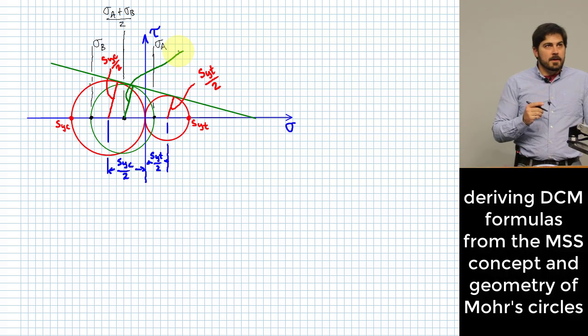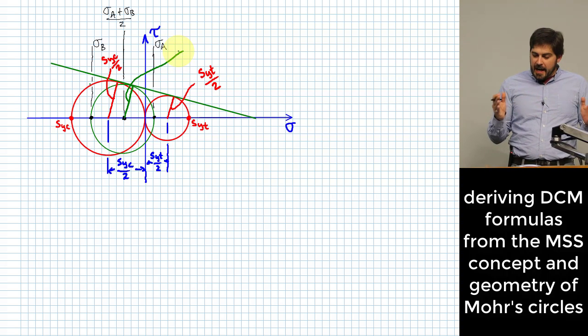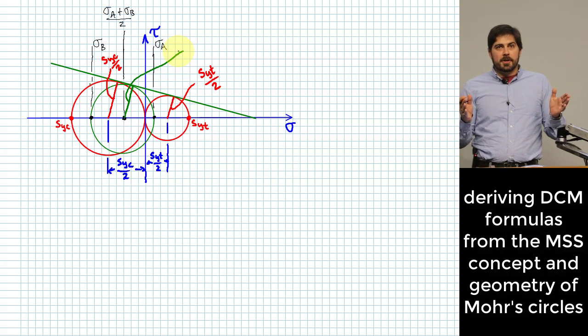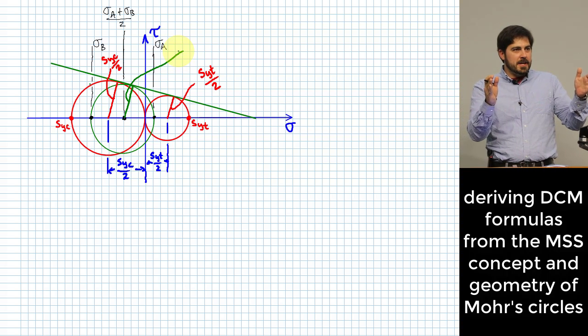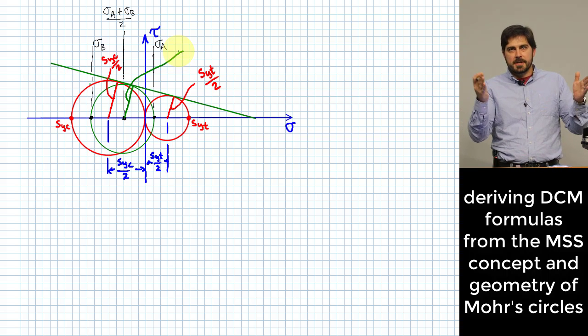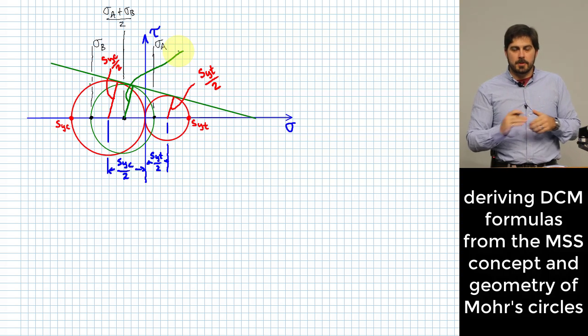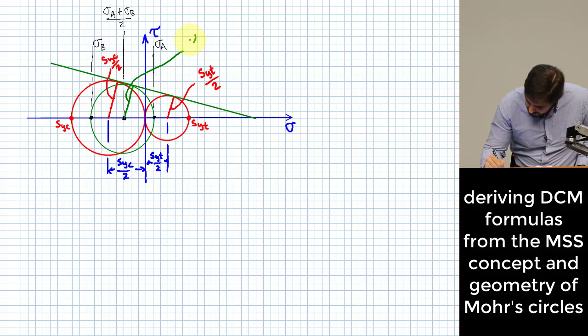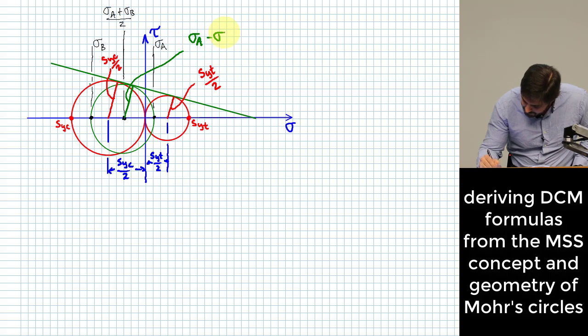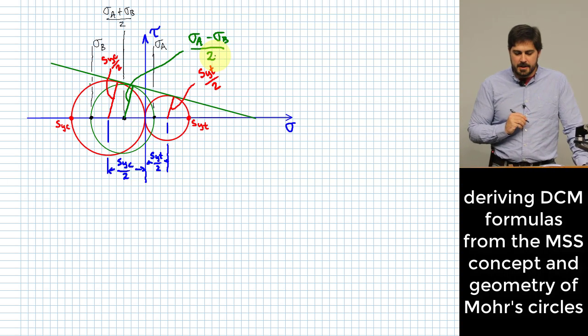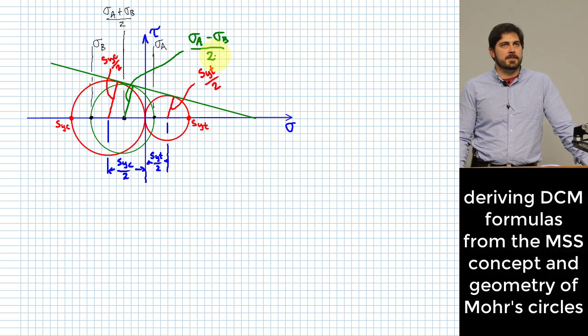Okay. Yeah, the radius is just half of the diameter. The diameter is sigma A minus sigma B. To get the radius, you divide by 2, right? So sigma A minus sigma B over 2 is the length of that radius right there.